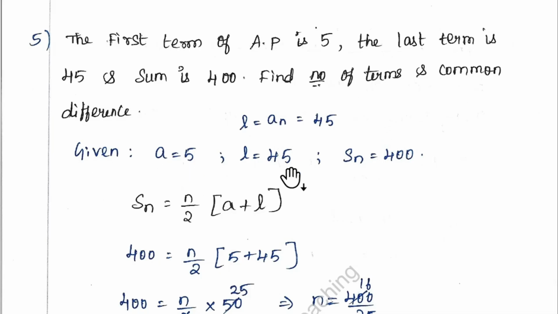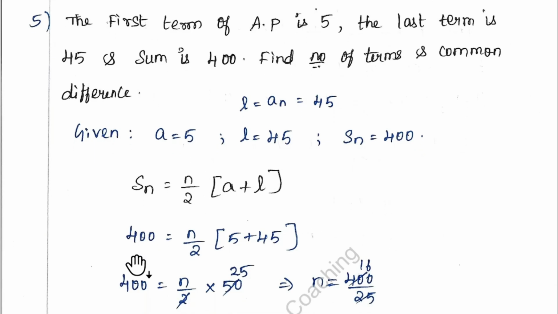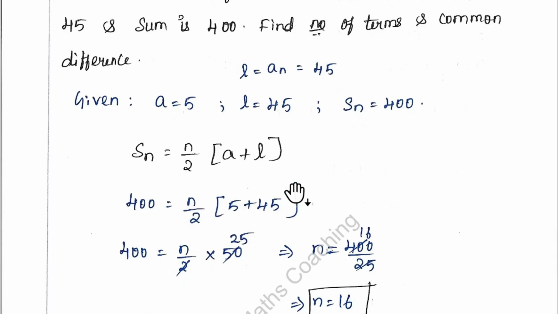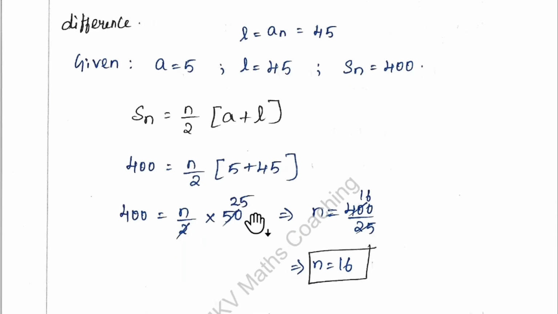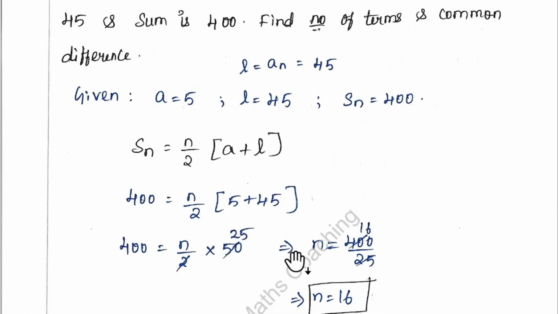So here a is 5, l is 45, Sn is 400, right? You need to find the number of terms. Can you check out the smaller formula of Sn? Since l value is given, Sn equal to n by 2 into a plus l. Sn I can substitute the value of 400. a is 5, l is 45. So the remaining is n, I will get the answer of n when I substitute in this formula. So 400 is equal to n by 2 into 5 plus 45, which will give me 50. So I can cancel it: 25, I'm sending it as a division. n is equal to 16. So I'm getting the number of terms as 16.